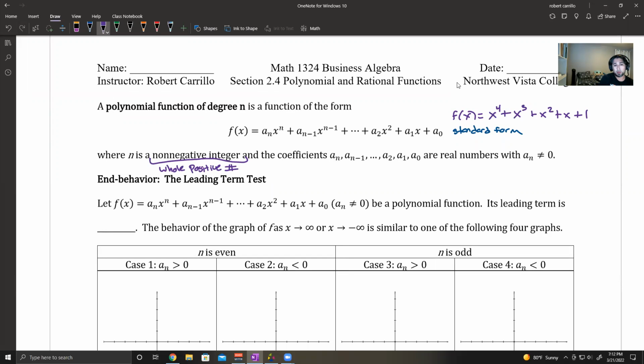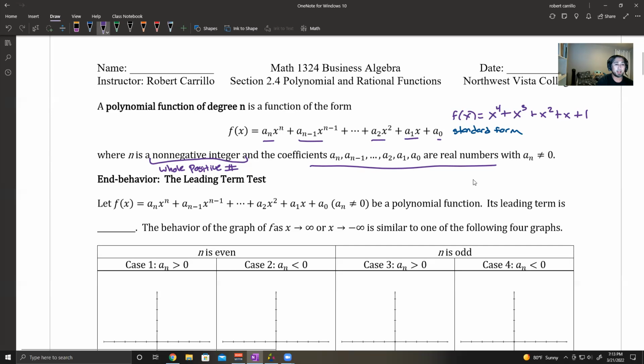And then all of your coefficients, a sub n. And when I say sub n, I mean a subscript n. So a sub n minus 1, a sub 2, a sub 1, a sub 0. These are all coefficients that are real numbers. Okay, so that is the definition. That is the standard form of a polynomial function.